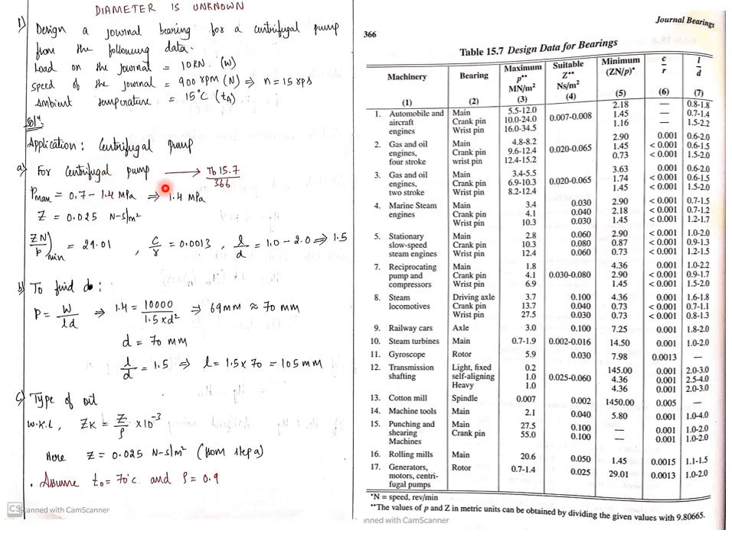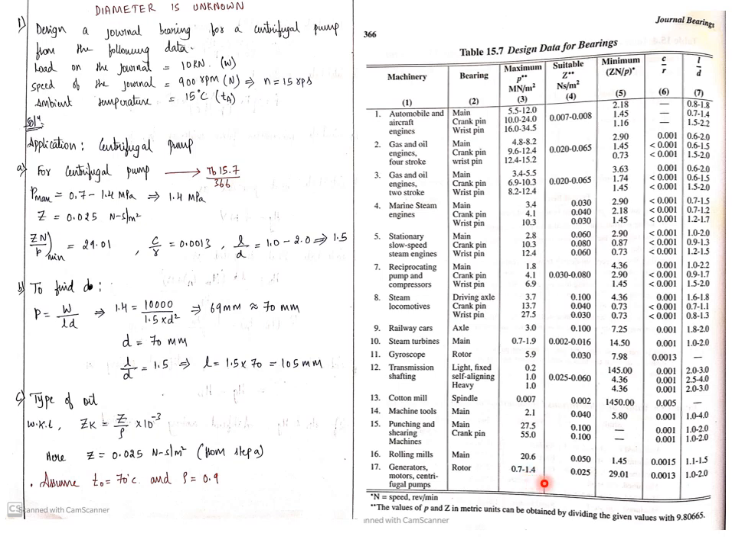So for the centrifugal pump, if you go to page number 366, that is table 15.7, this is the table from the data handbook, you can see it directly. From here, if you check the table for centrifugal pumps, you will get it directly, at the last row, centrifugal pump 17. There, if you check the maximum pressure P, it is 0.7 to 1.4. Similarly, you can take the maximum pressure as 1.4.